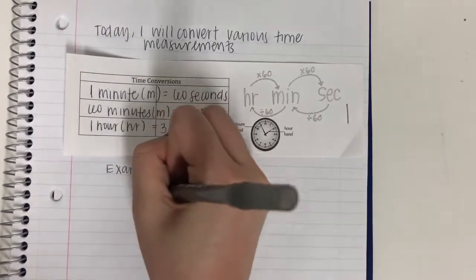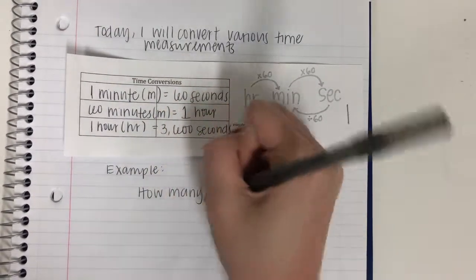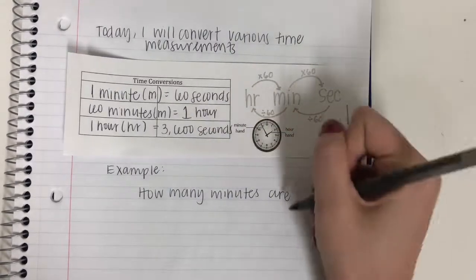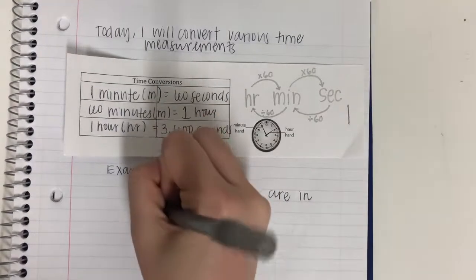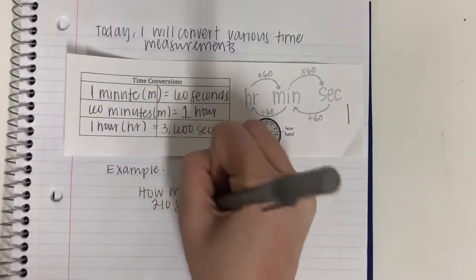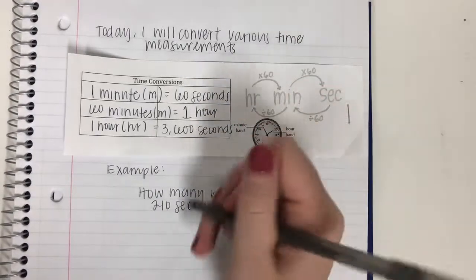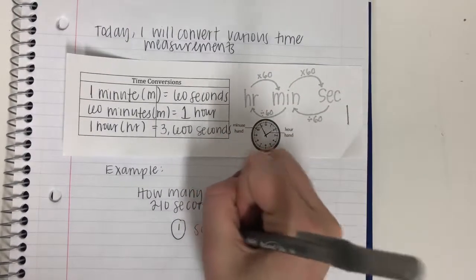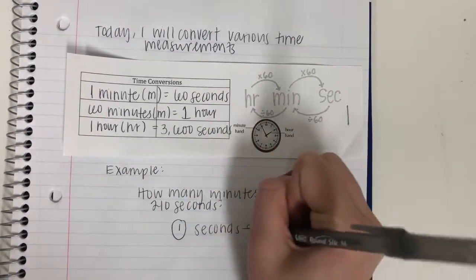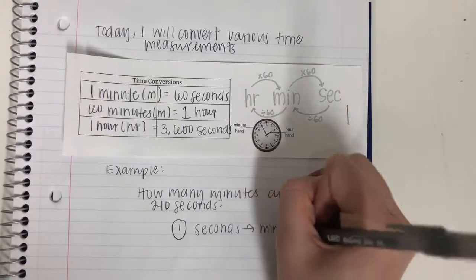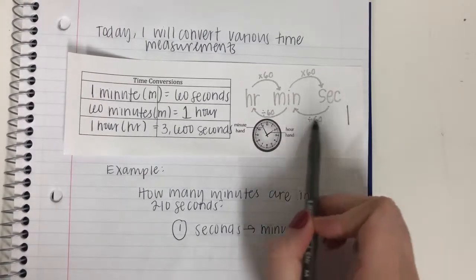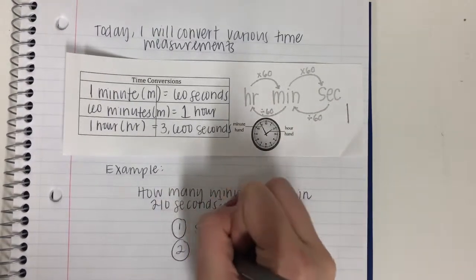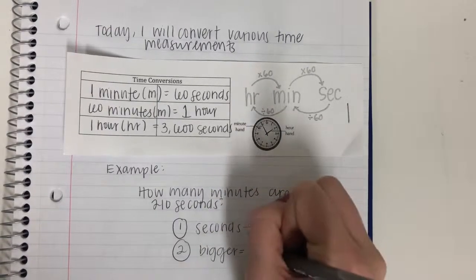So, how many minutes are in 210 seconds? So first we have to figure out where are we starting and where do we have to go. We are starting in seconds, and they want us to go to minutes. So if I'm going from seconds to minutes, I am going bigger, so I'm going to divide. So bigger equals divide.